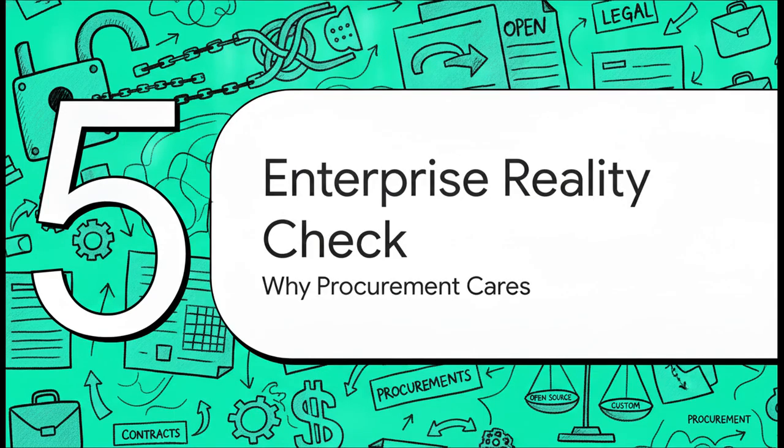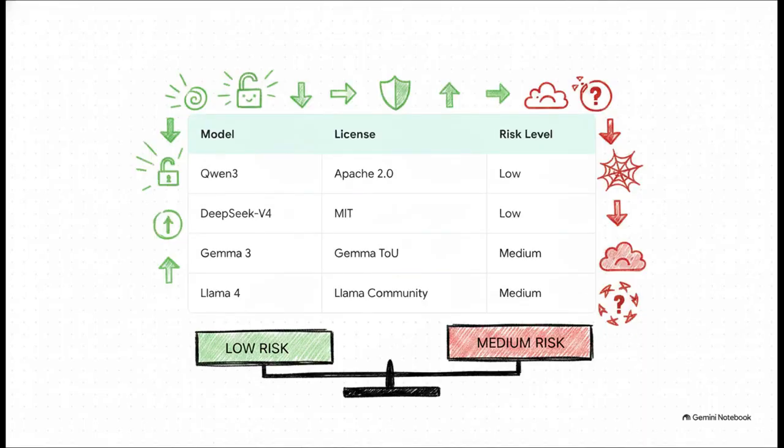Let's bring it all home with Part 5, the enterprise reality check, and why your procurement team actually cares about all this. If you're building a commercial product, the risk profile becomes crystal clear when you look at it like this. Models like Qwen 3 and DeepSeek V4, they use true permissive licenses, Apache 2.0 and MIT, so they sit firmly in a low-risk category. No user caps, no surprise termination rights.